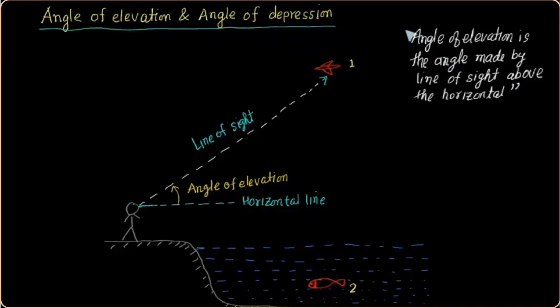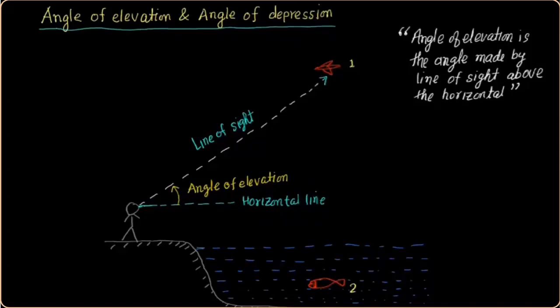Okay. So whenever the line of sight is making an angle above the horizontal line, that angle is called the angle of elevation. So if the person is looking at this particular bird at a particular instant, he has to make a line of sight over the horizontal line, then only he can see the bird, because the bird is flying over the horizontal line or above the horizontal line, okay.